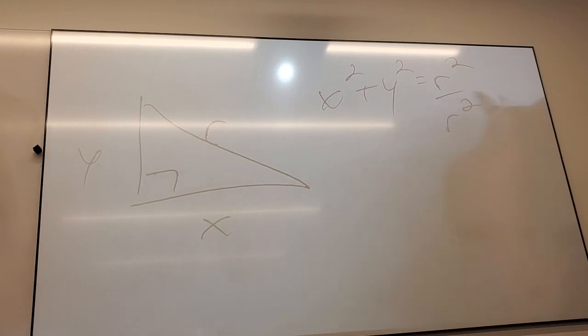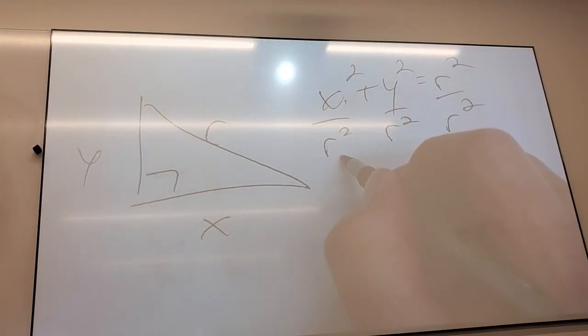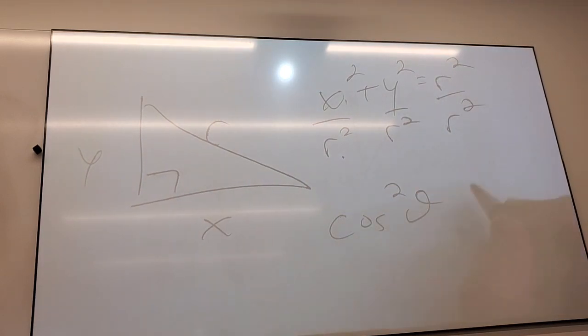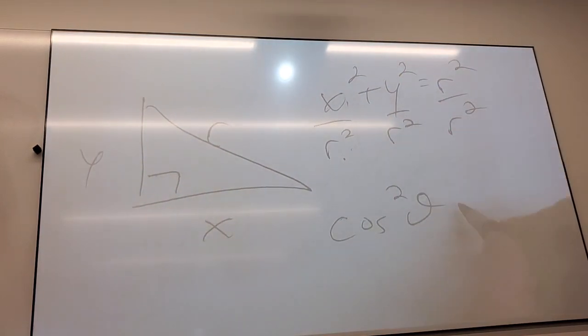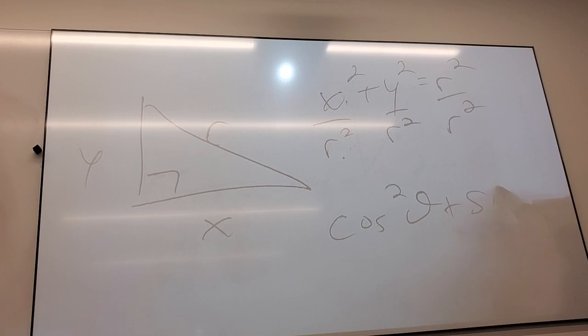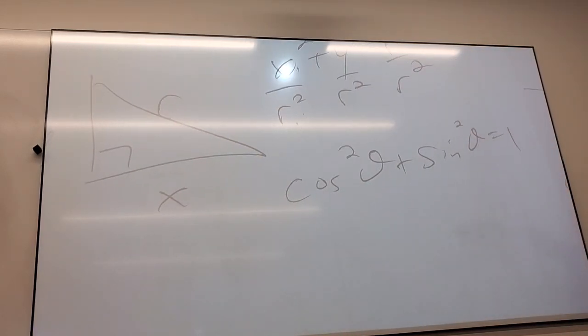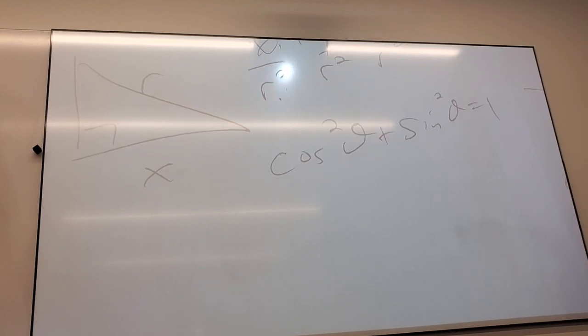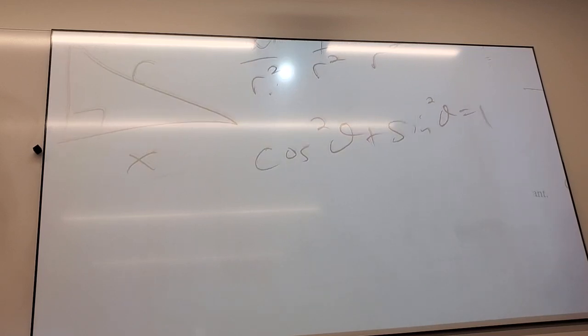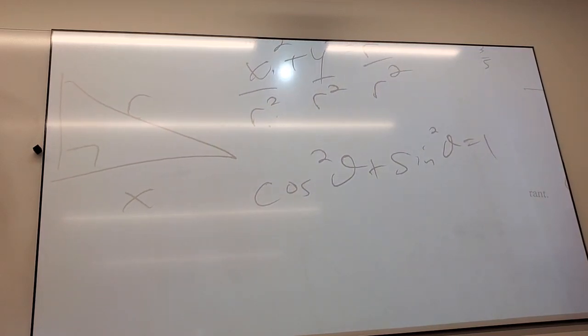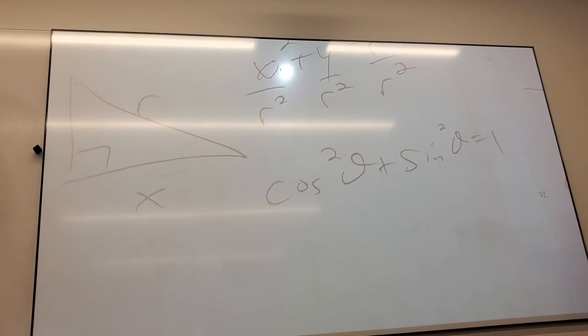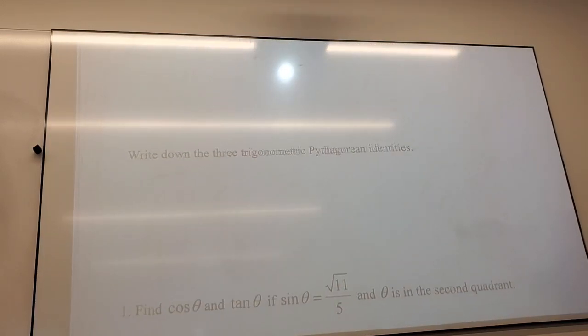What do I get when I divide by r squared? What is x over r? Cosine. Squared, right? What's y over r? Sine. What's r squared divided by r squared? 1. Okay, so there's another whole way to get that identity. I kind of did that backwards to get it the other day, but does that make sense? So that's why it's not r squared, because you actually divide by r to make cosine and sine show up. That is another reason why.